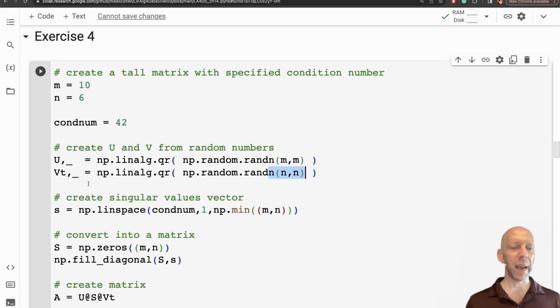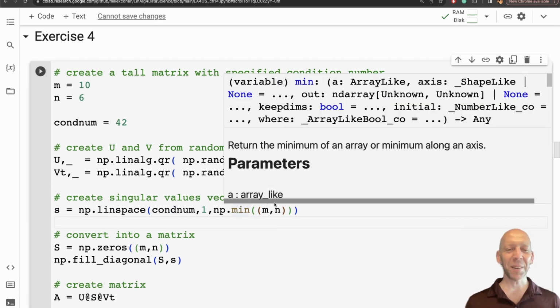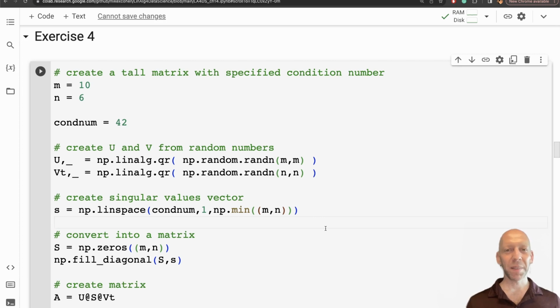Okay, and then we need our vector of singular values, which we convert into a matrix. Now here, as I mentioned in my hint a moment ago, the key is that we don't actually care what all of the singular values are. The only 2 numbers we care about are the largest one and the smallest one. And that ratio needs to be 42, or whatever number you specify.